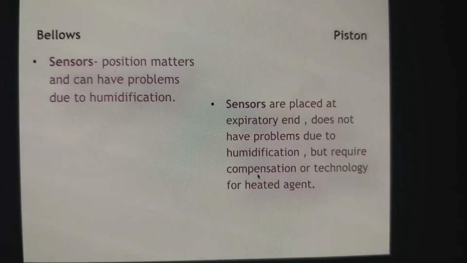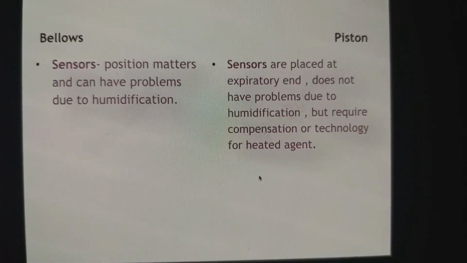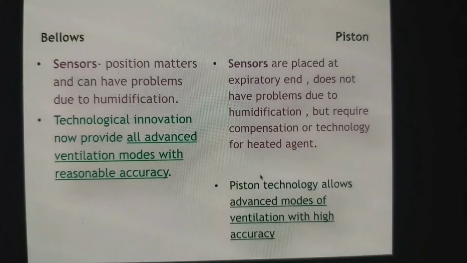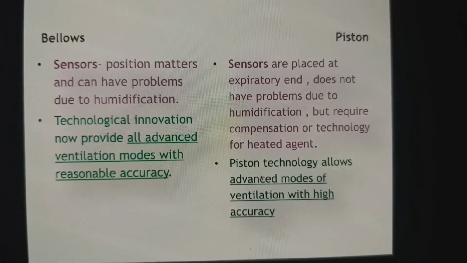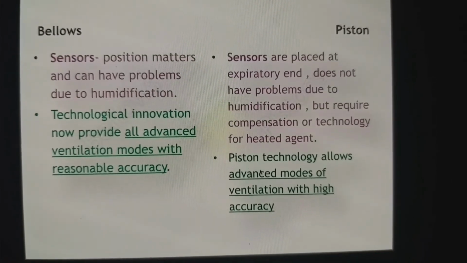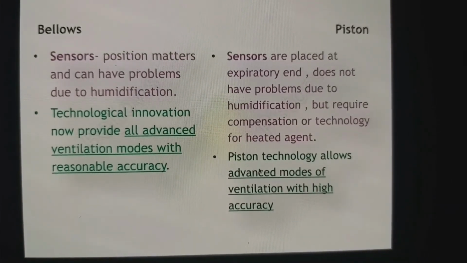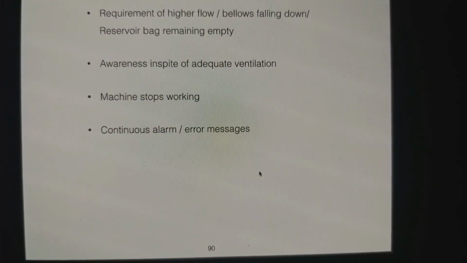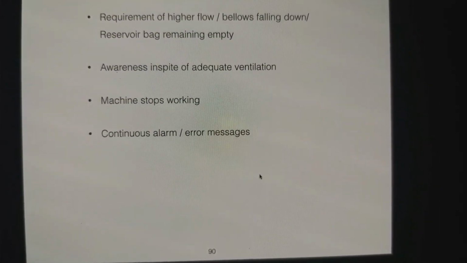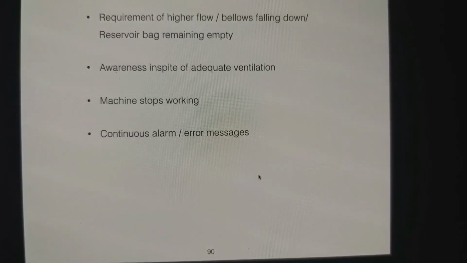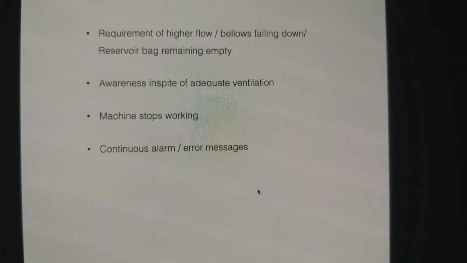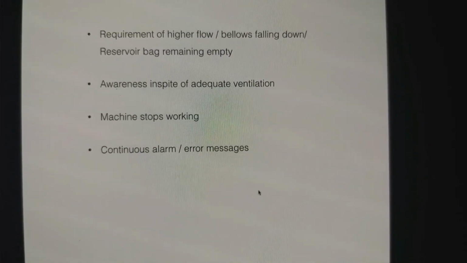Both machines have sensors which are different technology, and they have their own problems. But technological innovation has allowed a precise delivery of tidal volume in the majority of machines. But piston, by its sheer design, can deliver more accurately. Now, these are the issues which we have found with your machines. Other than what we already discussed, you sometimes need higher flow, bellows starts falling in spite of the system which you already know.